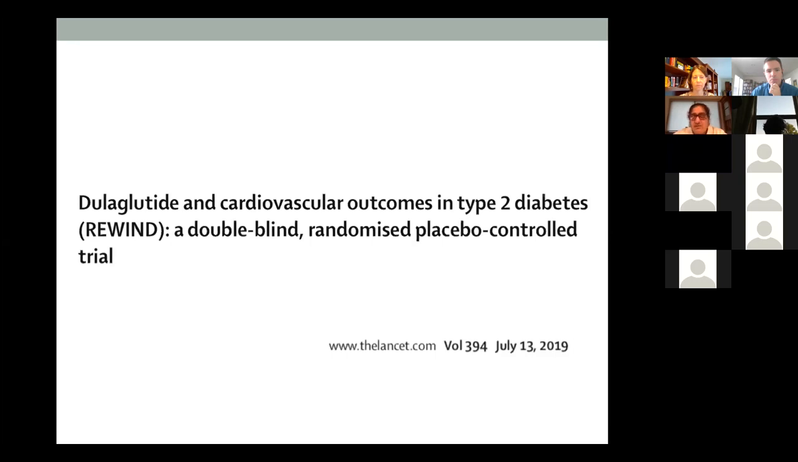The difference between this trial and other trials with GLP-1 agonists is that 70% of the patients in this trial did not have a pre-existing history of heart disease. So again, it wasn't all of them, but 70% did not have a known history of heart disease. And this is the closest we're going to get to primary prevention data.